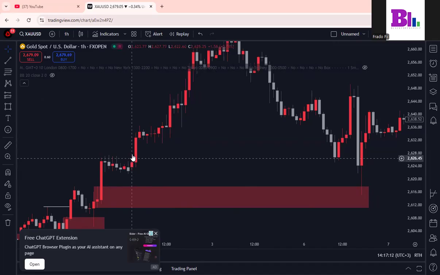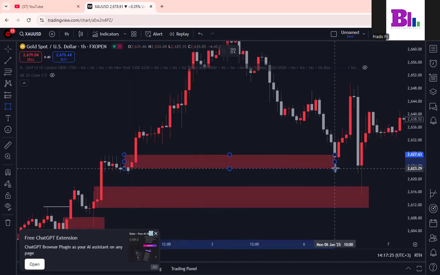But the second one here, you can see there was a gap from here to here. So this is the next one. So when you're drawing order blocks, it is not about colors. Most people get confused.